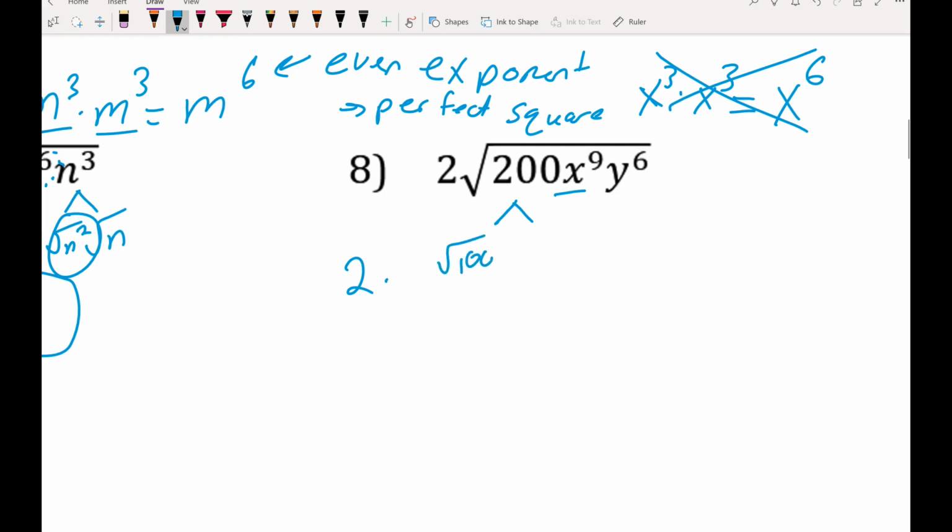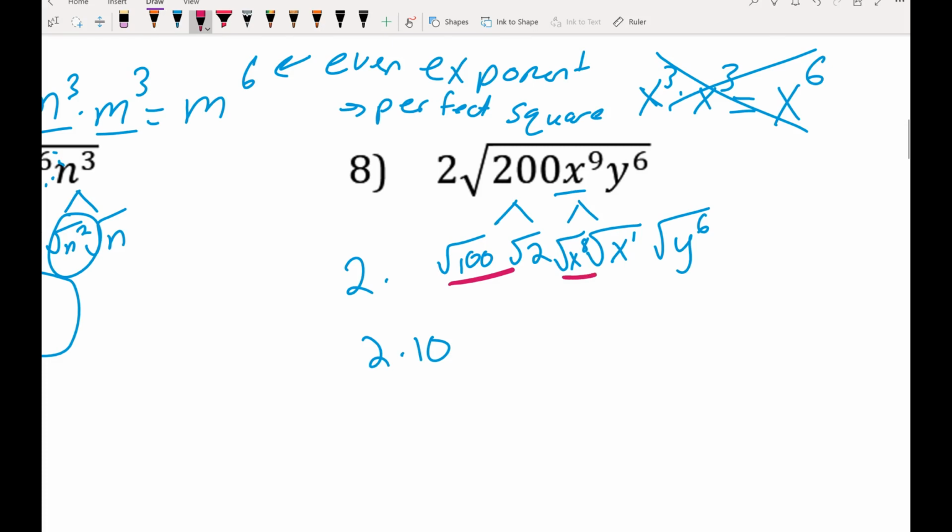200 we could break up into radical 100 times radical 2. And I'm going to break up radical x to the 9th into radical x to the 8th times radical x to the 1st. And y to the 6th already is a perfect square because the exponent for that variable is even. So when I simplify this, I get 2 times radical 100 is just 10. Radical x to the 8th, well, what times itself would get me x to the 8th? X to the 4th, because 4 plus 4, when I add those exponents, would get me 8. And radical y to the 6th is just y to the 3rd.